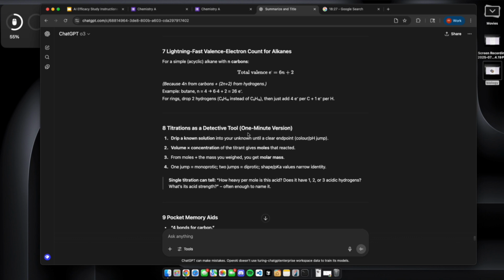Titrations as a detective tool, one minute version. Drip a known solution into your unknown until a clear endpoint, something happens. Volume times concentration of the titrant gives moles that reacted. Moles plus the mass you weighed gives molar mass. One jump equals monoprotic, two jumps equals diprotic. Shape and pKa values narrow the identity. A single titration can tell how heavy per mole this acid is, whether it has 1, 2, or 3 acidic hydrogens, and what its acidic strength is. Often enough to name it.